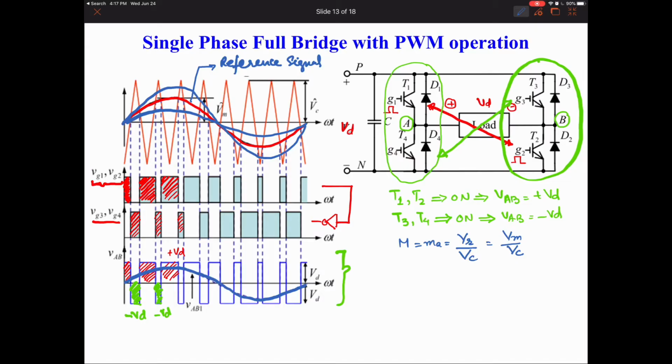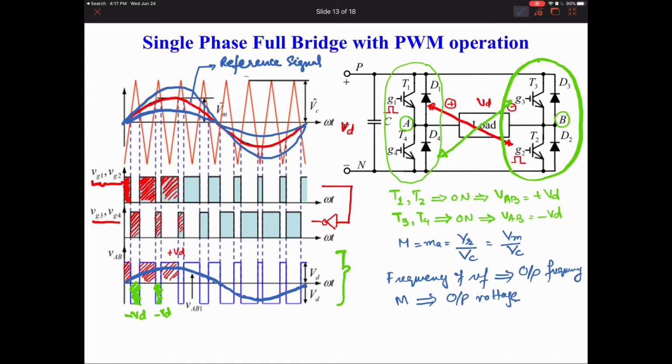How to change the frequency? To change the frequency, we will have to control the frequency of the reference. So the frequency of the reference controls the output frequency, and the modulation index M controls the output voltage. We can have overmodulation, as we have discussed in the previous videos, to get higher voltages from the sine PWM inverter, but the overmodulation will cause the merging of the pulses and the spectrum will get changed.